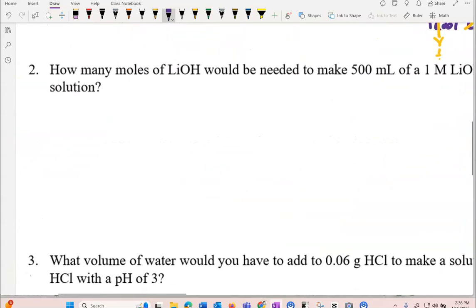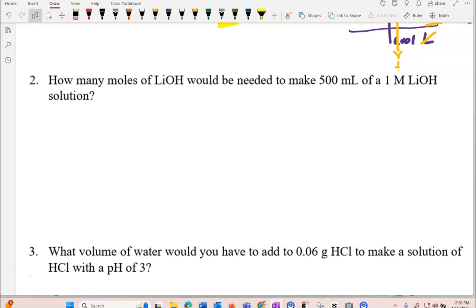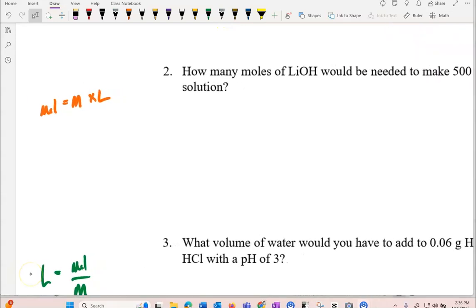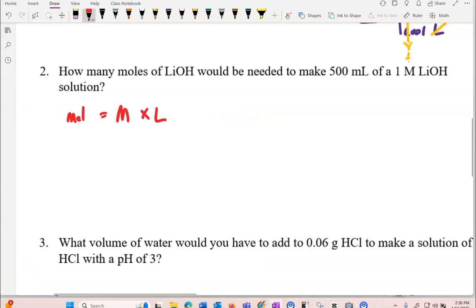Let's see this next one. It's asking how many moles of lithium hydroxide would be needed to make 500 milliliters of 1 molar lithium hydroxide solution. The only equation we have that tells us how to find moles is this one. Moles is equal to molarity times liters. If we know that, we're pretty close. We've got a molarity here, 1 molar. We don't have a volume in liters, but we do have a volume in milliliters.